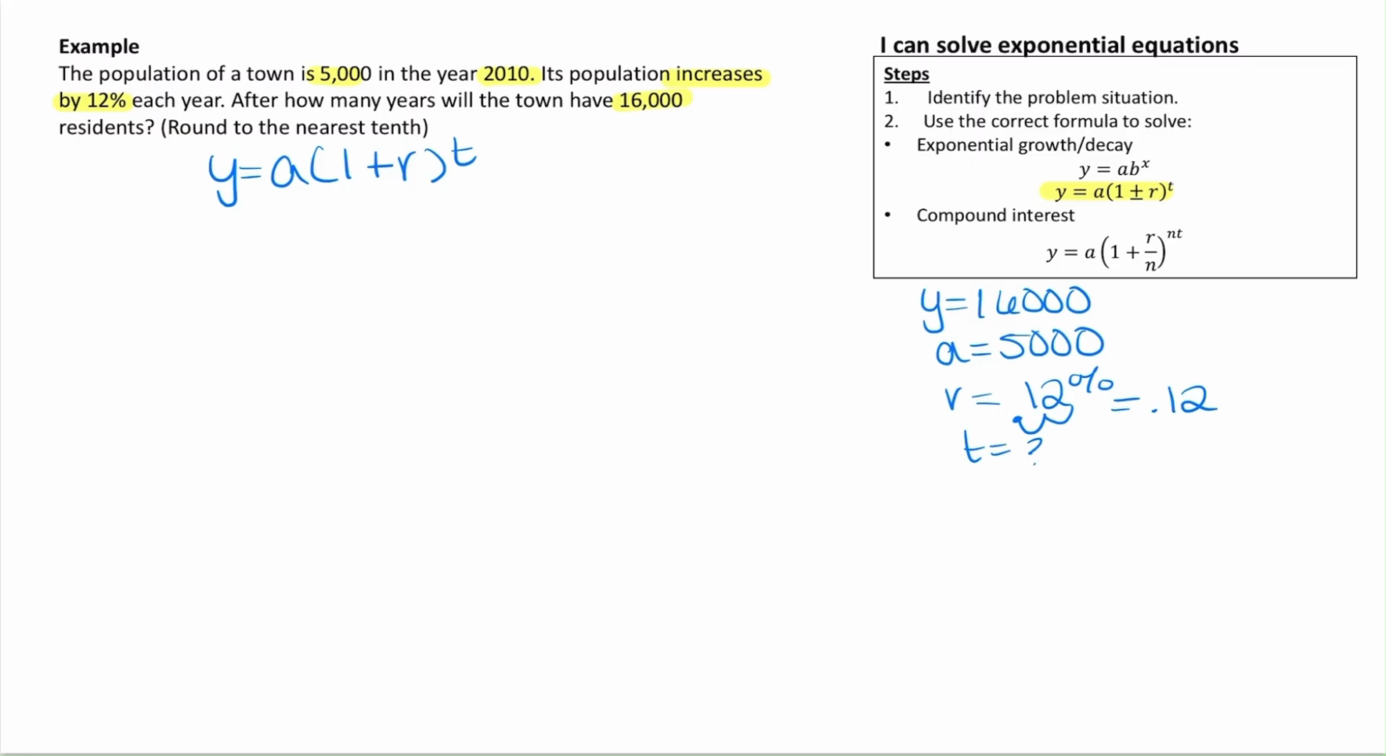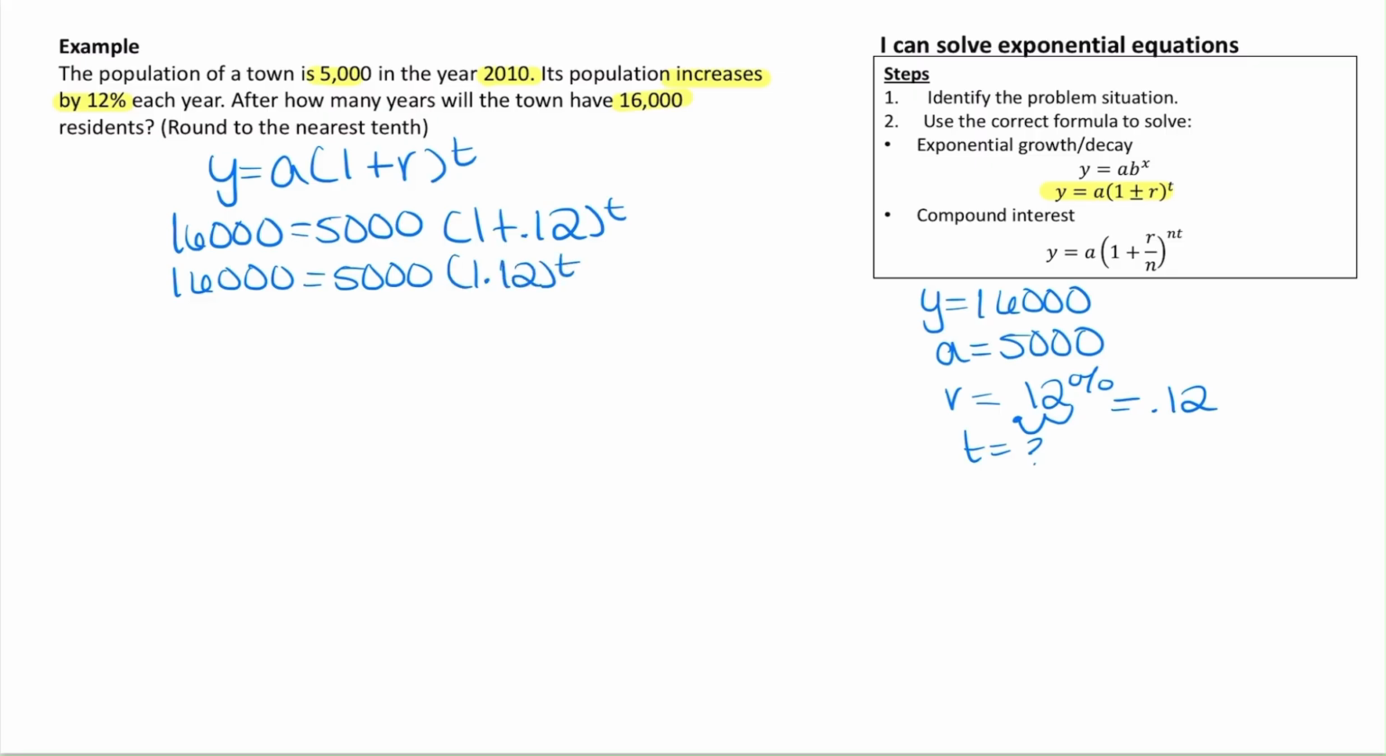So what we're going to do is substitute this information into the formula. So we have 16,000 equals 5,000 times (1 plus 0.12) to the t. So let's simplify this a little bit. We have 16,000 equals 5,000 times 1.12 to the t. So now we need to isolate that exponential term. So I'm going to divide both sides by 5,000. So that's going to give me 16,000 over 5,000. The key to solving these problems is to not use your calculator until the final step, because we want to avoid rounding errors. So we're just going to leave everything as it is and then work on simplifying once we type it all into our calculator.